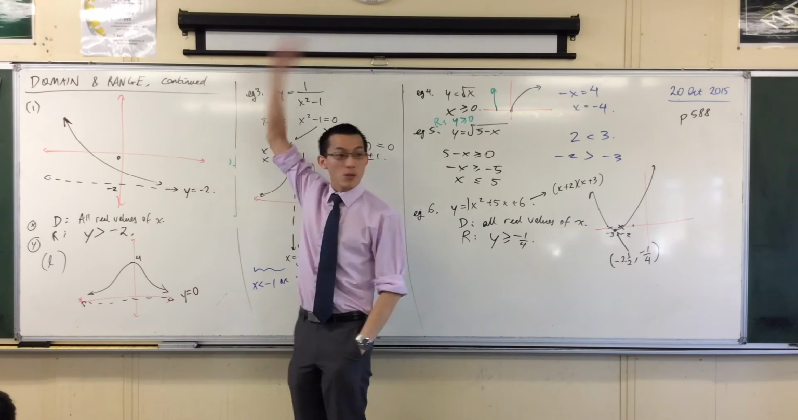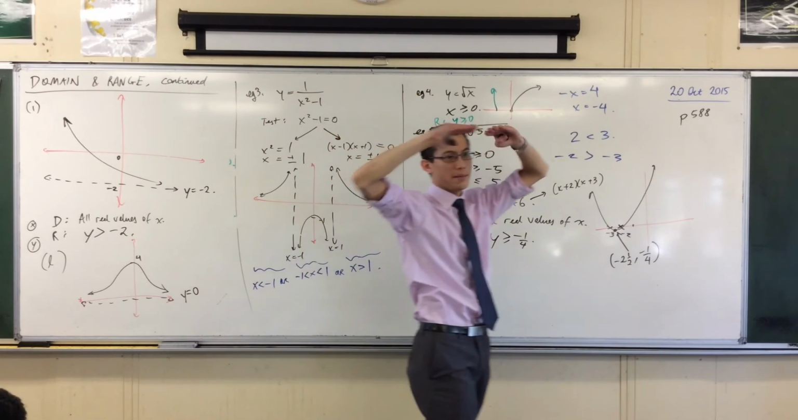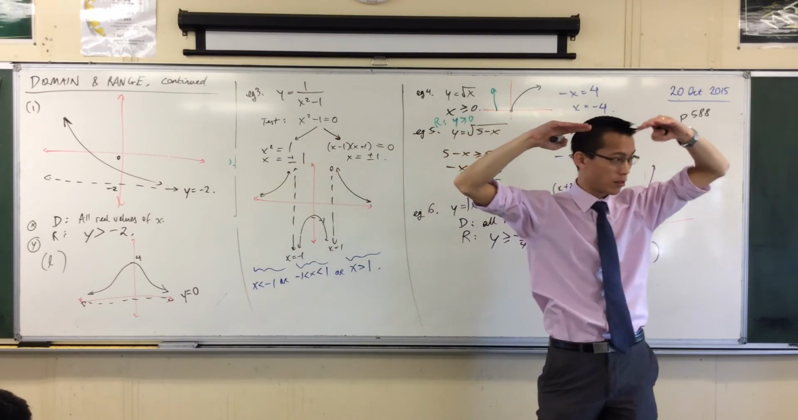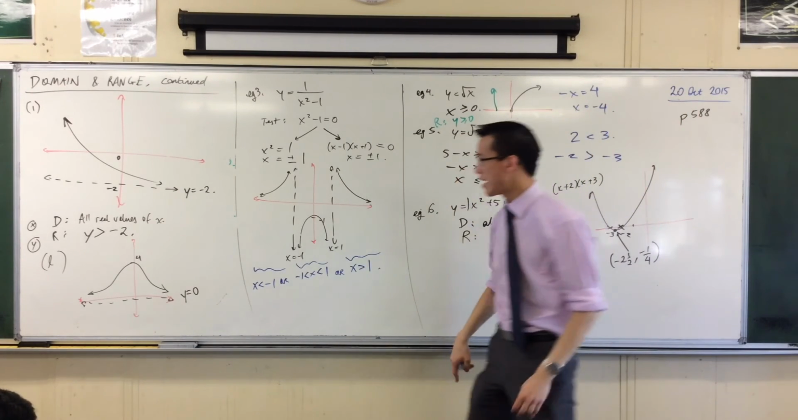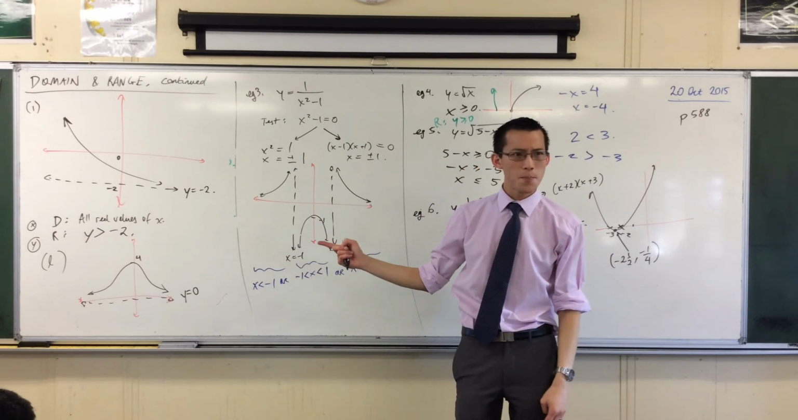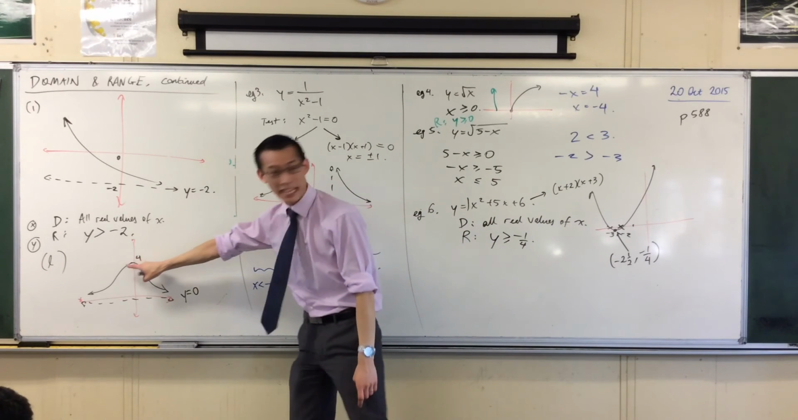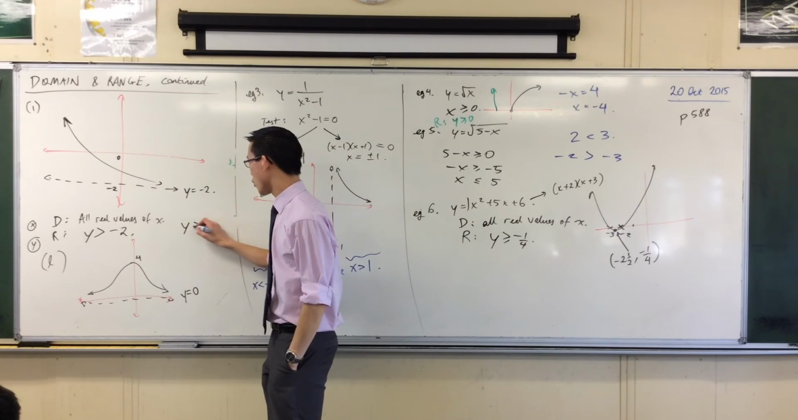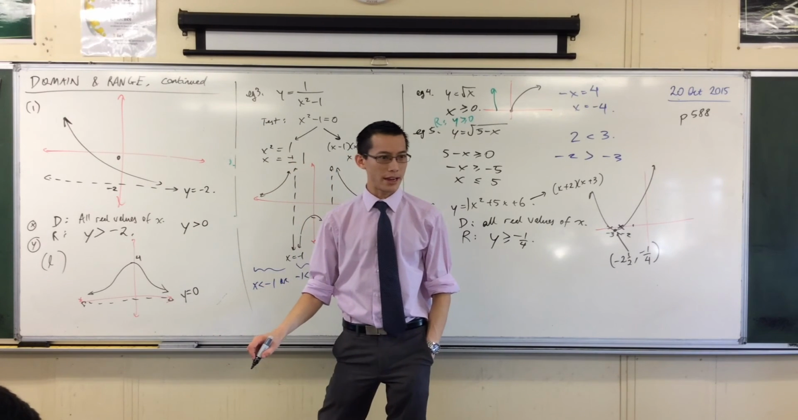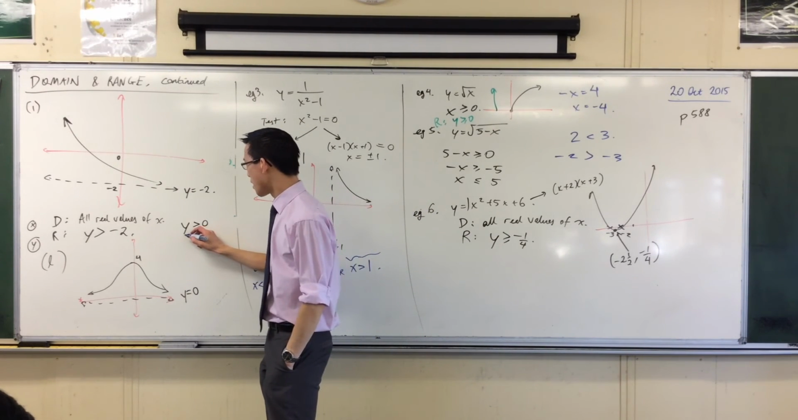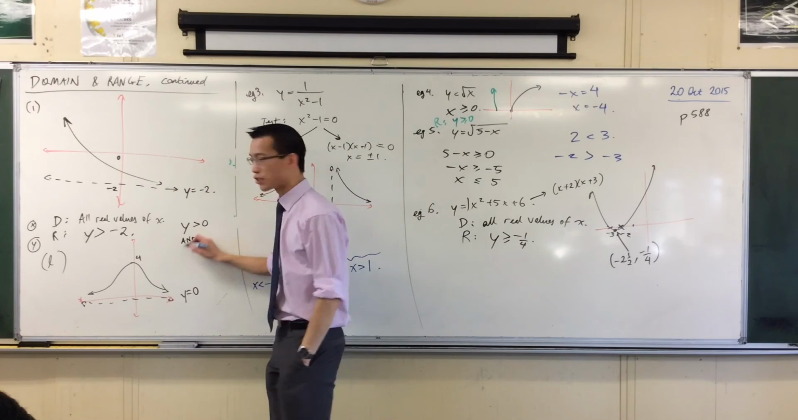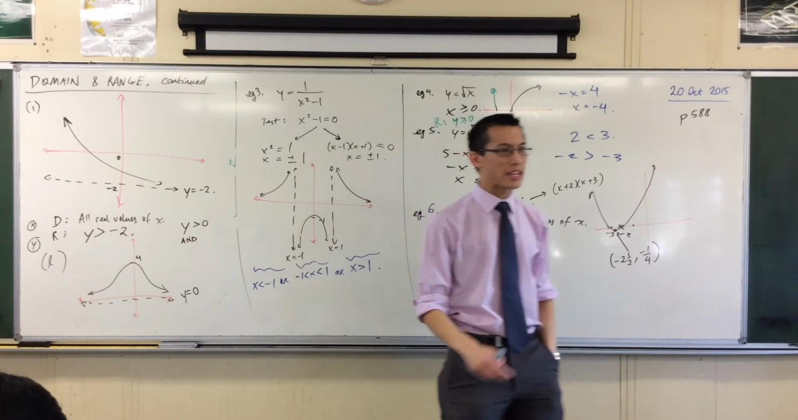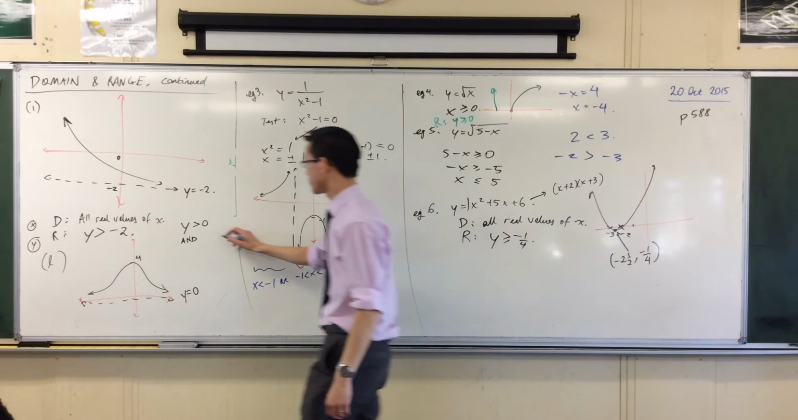But I'm not just anywhere above, right? There's also an upper limit that I can't go past, which is, looking at the graph, 4, right? Now, can I get to 4? I can get to 4, right? In fact, that's exactly where I pass through. So therefore, I would say y is greater than 0, right? But simultaneously, it's got to be less than or equal to 4.